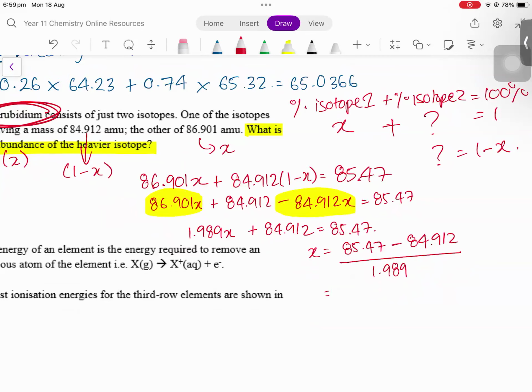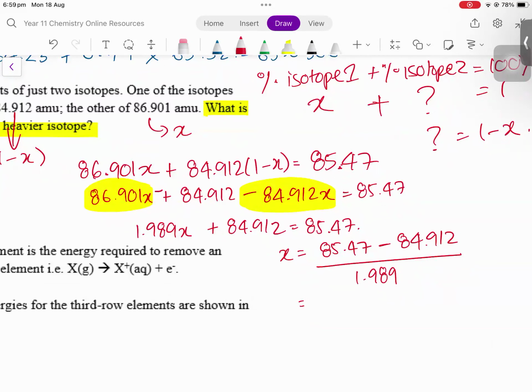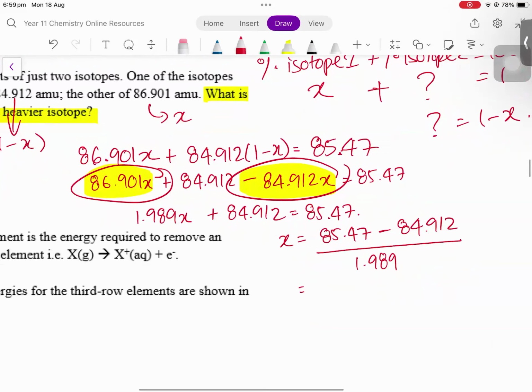Point. These two, we were collecting the like terms. So this is now a maths question. I'm just solving for x. Those two both had x. I just subtract them from each other because one's minus the other. That's the 1.989 result.